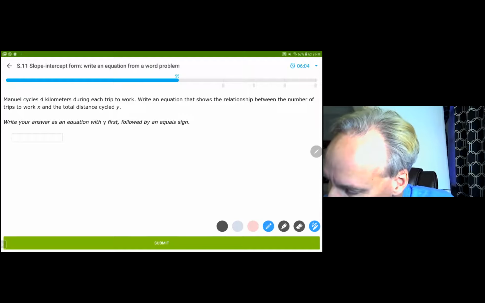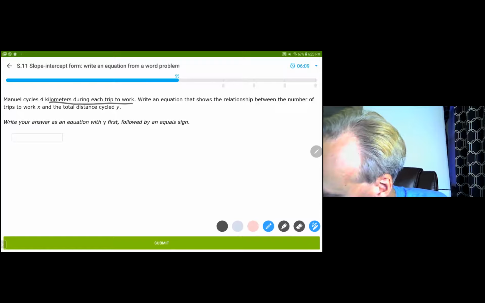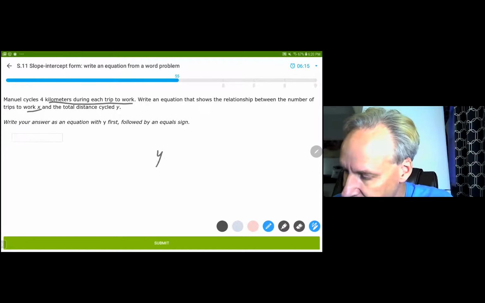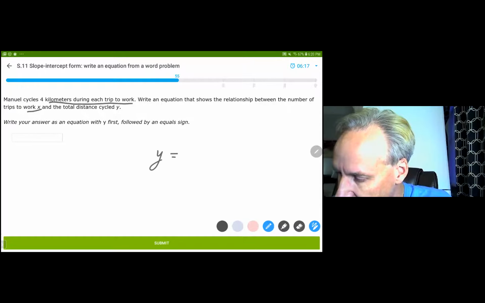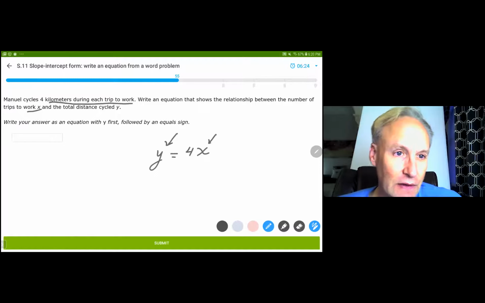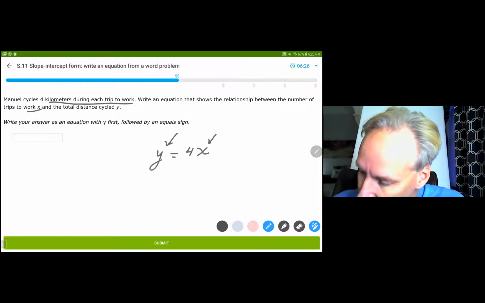Manuel cycles 4 kilometers during each trip to work. Write an equation that shows a relationship between the number of trips to work and the total distance. So this again is just a direct variation problem. He's going to do 4 for each trip. X represents the number of trips, and Y represents the number of kilometers that he's cycled. So Y equals 4x.